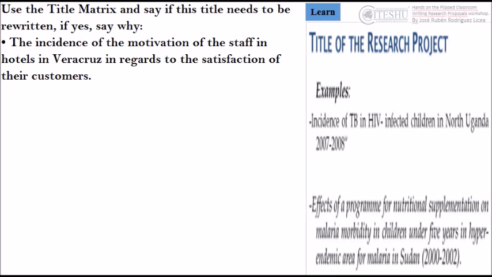Use the title matrix and say if this title needs to be rewritten. If yes, say why. The incidence of the motivation of the staff in hotels in Veracruz in regards to the satisfaction of their customers.